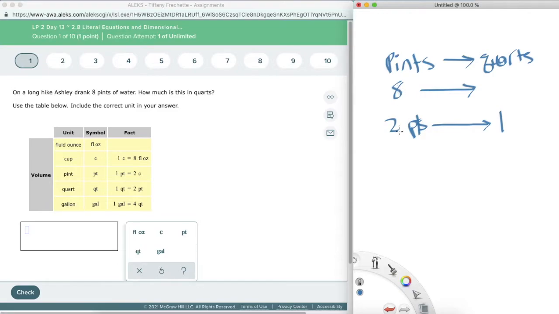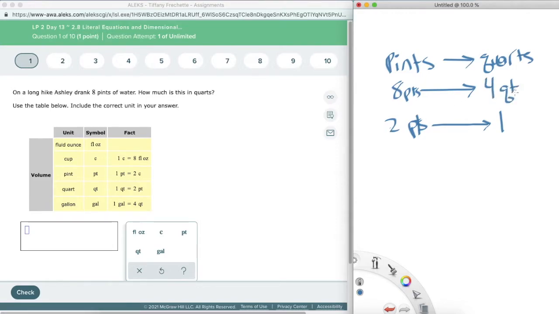So when they're on the same side, because I have pints, what I want to do is divide that. If they were on opposite sides, then I would multiply. So since they're on the same side, I'm going to divide, and I'm going to go, okay, 8 pints. For every 2 of them, that's 1 cup. Or sorry, 1 quart. I'm just losing my mind. So 8 divided by 2, that's 4 quarts.